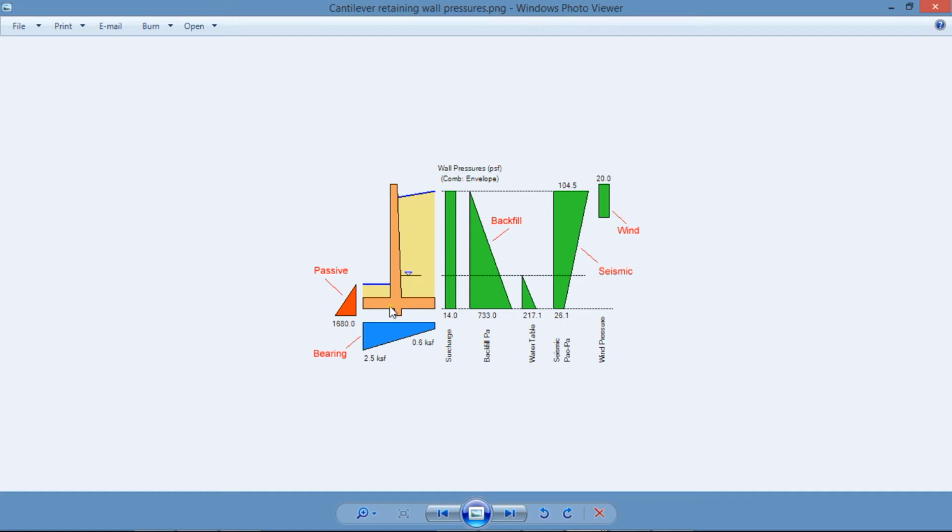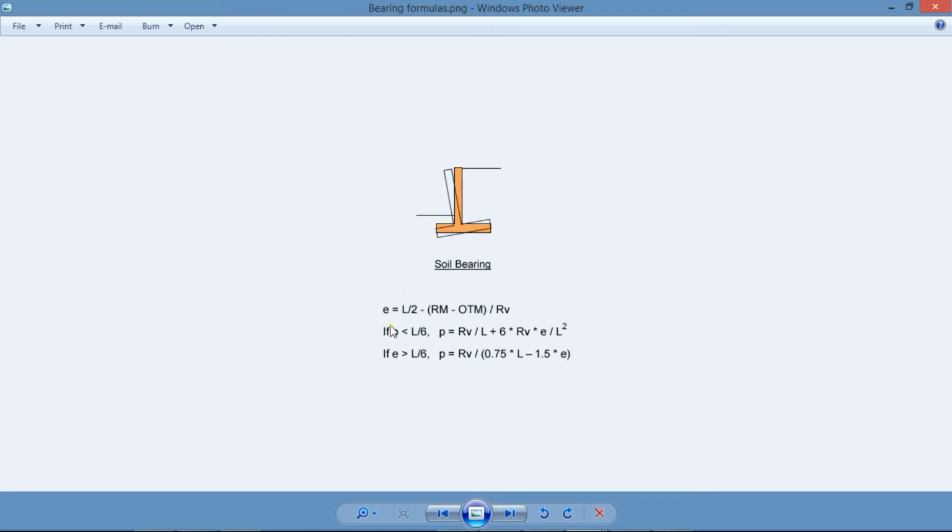The eccentricity is defined as the location of the vertical resultant with respect to the center of the footing. This is the formula to calculate the eccentricity of the resultant of the vertical forces. When the eccentricity is less than L over 6, where L is the length of the footing, then the pressure is given by this formula. When the eccentricity is larger than L over 6, in other words, when it's outside the middle third of the footing, then the pressure is calculated by this formula instead.